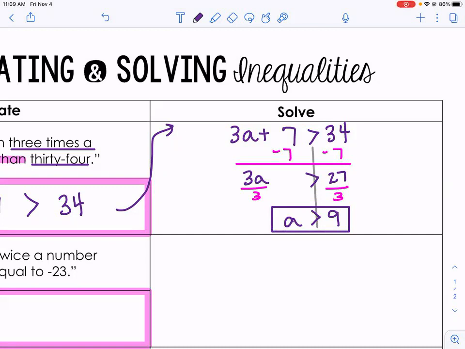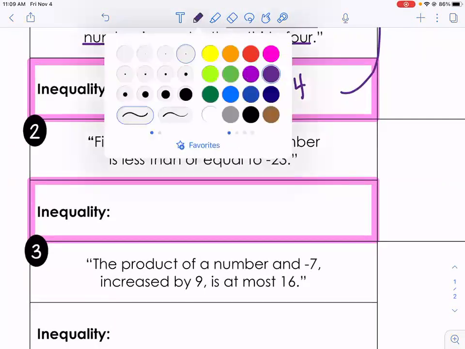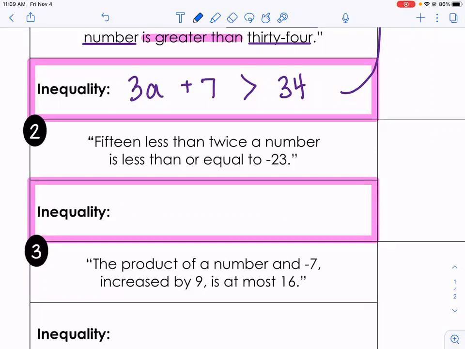Now, I asked you to set up the second one. Let's go ahead and underline something. 15 less than twice a number. Quinlan, was that you that just pointed that out? Is less than or equal to negative 23. Stop talking. I wasn't talking. No, because I heard you.